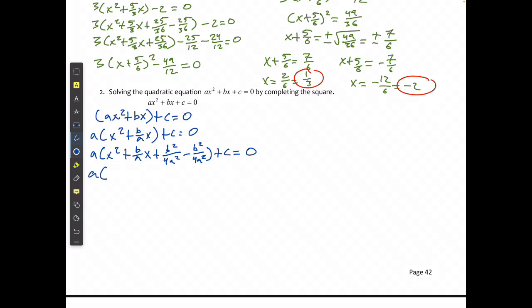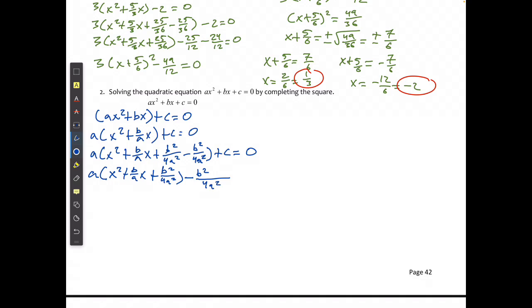A bracket x squared plus b over a x plus b squared over 4a squared. And then when I move it out, I got to put the c over that same 4a. In this case, I don't need squared because I'm going to get rid of one of the a's when I multiply that negative b squared minus 4a out. So I'm going to say that it's going to be negative b squared, and I'm putting this all over 4a squared.